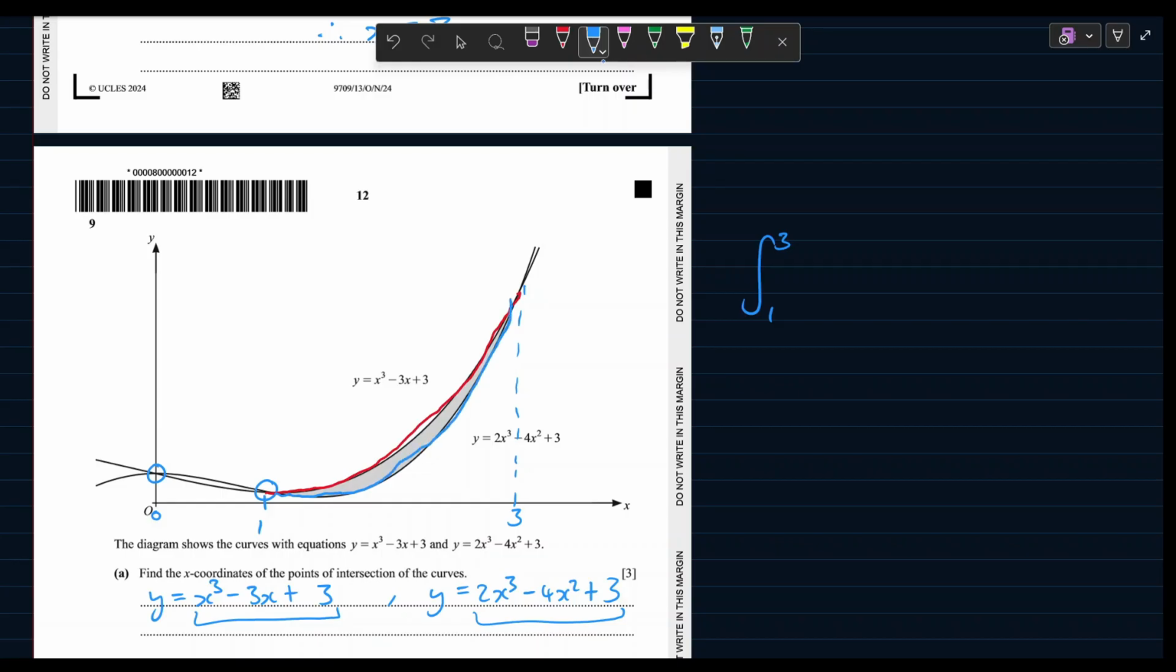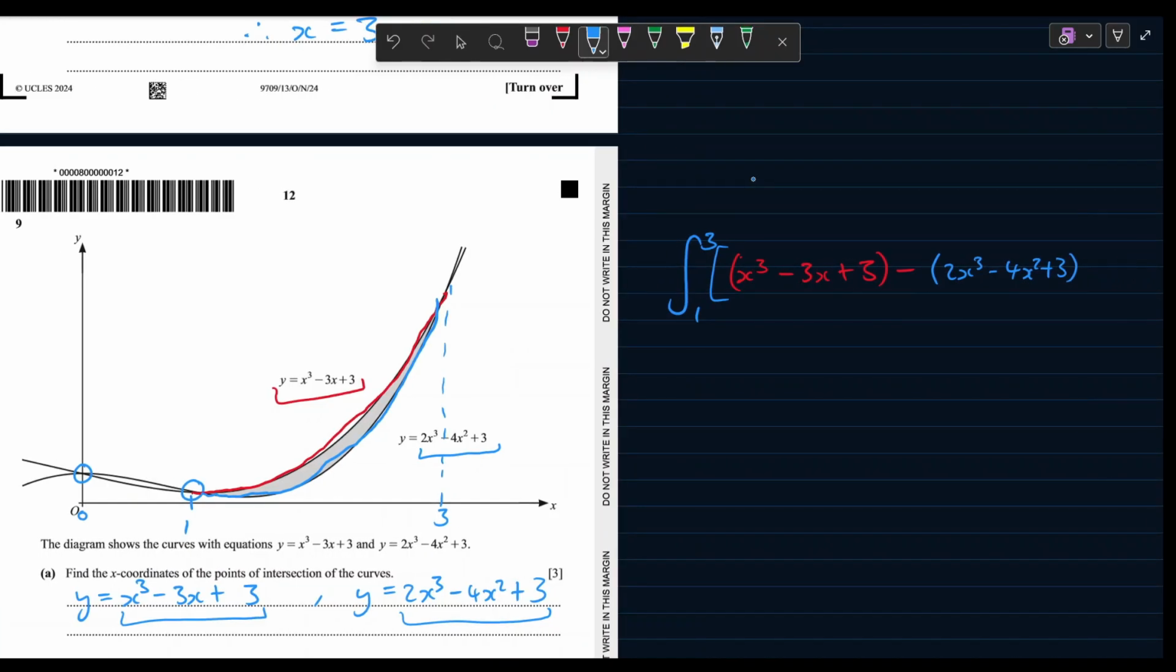Okay. And because the limits are going to be the same here, we can just combine them. So the curve that's on top is this curve, so let's write it in. It's going to be x cubed minus 3x plus 3. And then we're going to subtract the area of this other curve, so that's 2x cubed minus 4x squared plus 3. And maybe let's put big brackets here to show that this is all with respect to x.